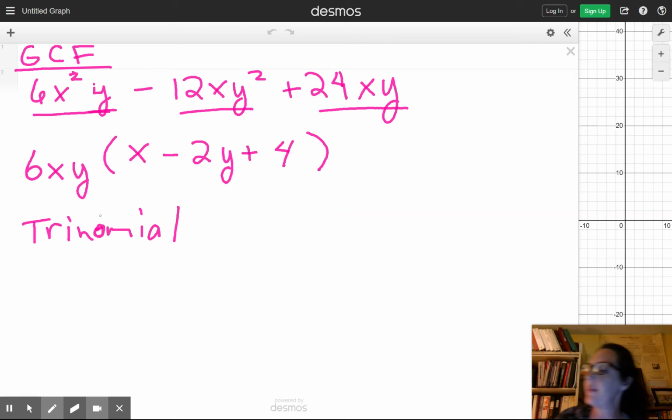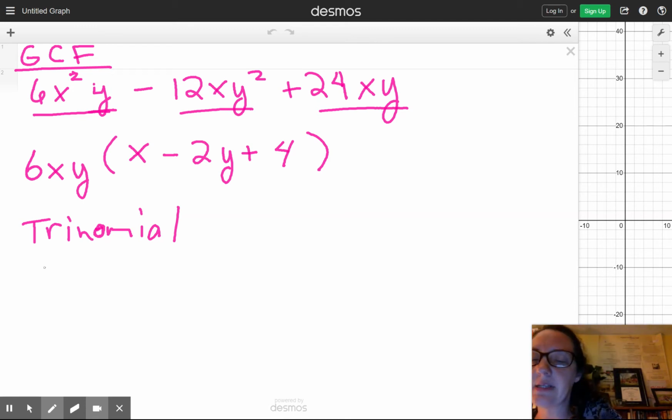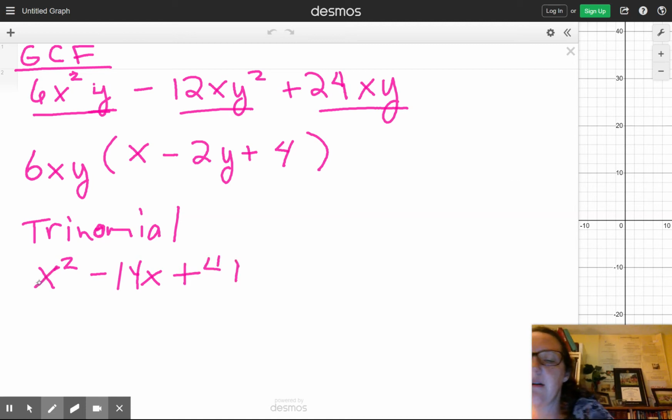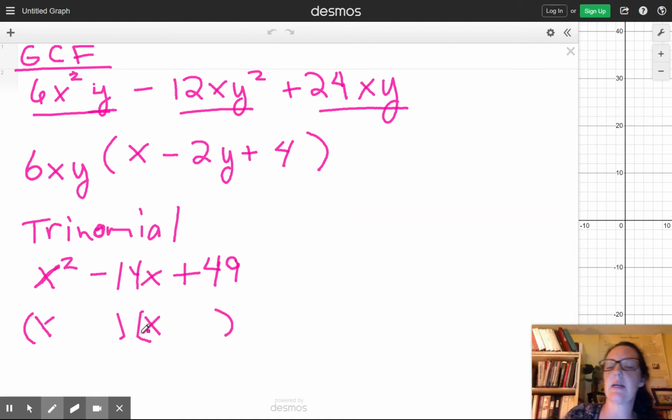All right, and the one that I will do is x squared minus 14x plus 49. Okay, we're going to start by writing down two sets of parentheses and consider what times what is x squared. So first we'll fill in x and x because x times x would be x squared.